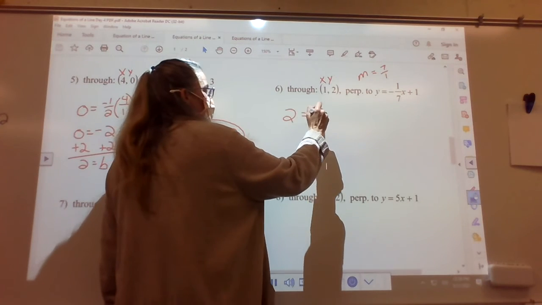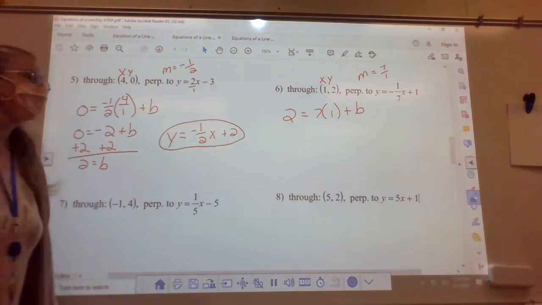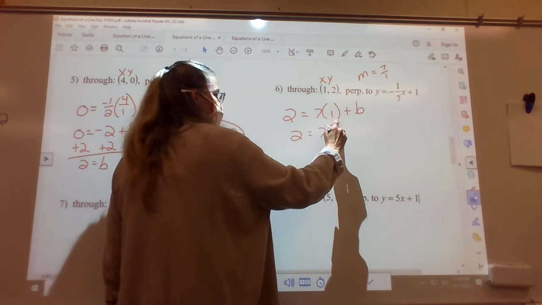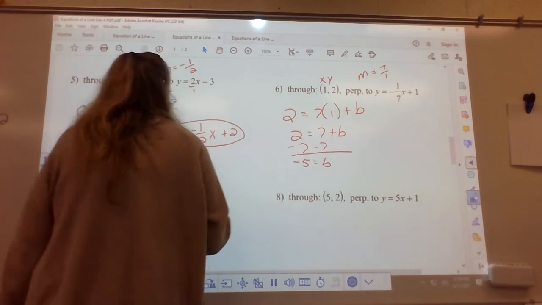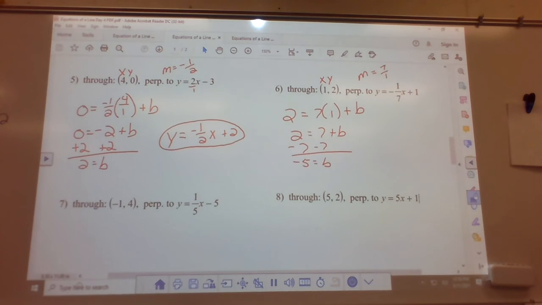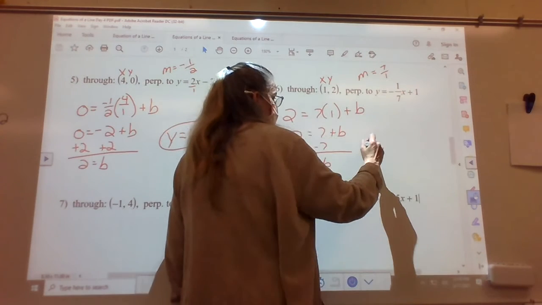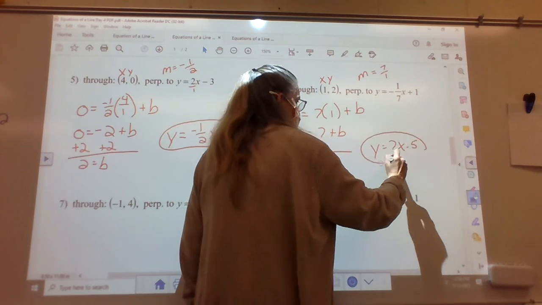y equals mx plus b. 7 times 1 is 7. 2 equals 7 plus b. Subtract the 7 from both sides, I get negative 5. Then just write your final equation. Make sure you use the 7. You want to use this slope. y equals 7x minus 5. Final answer.